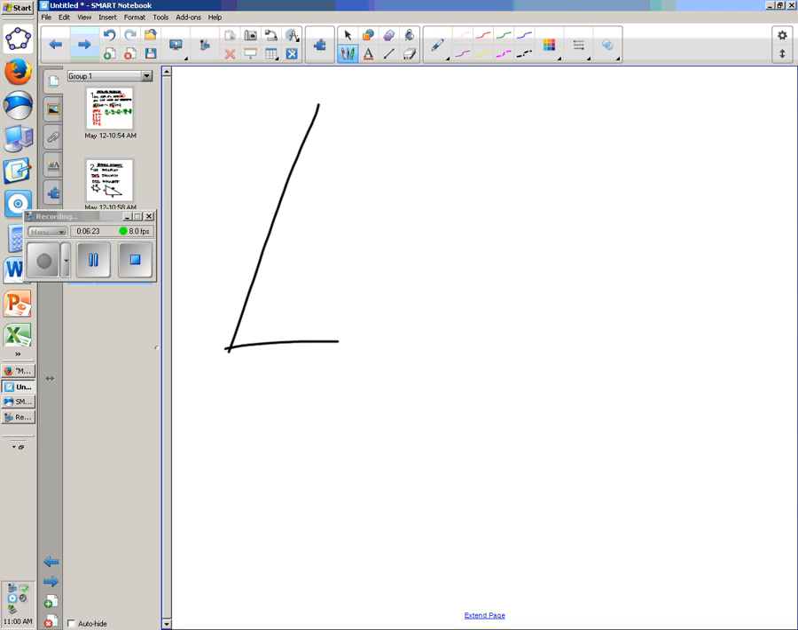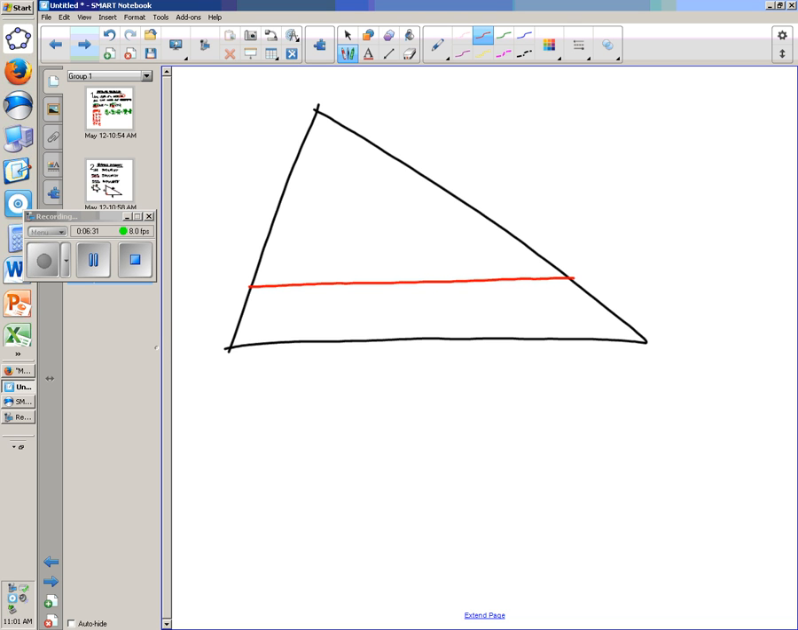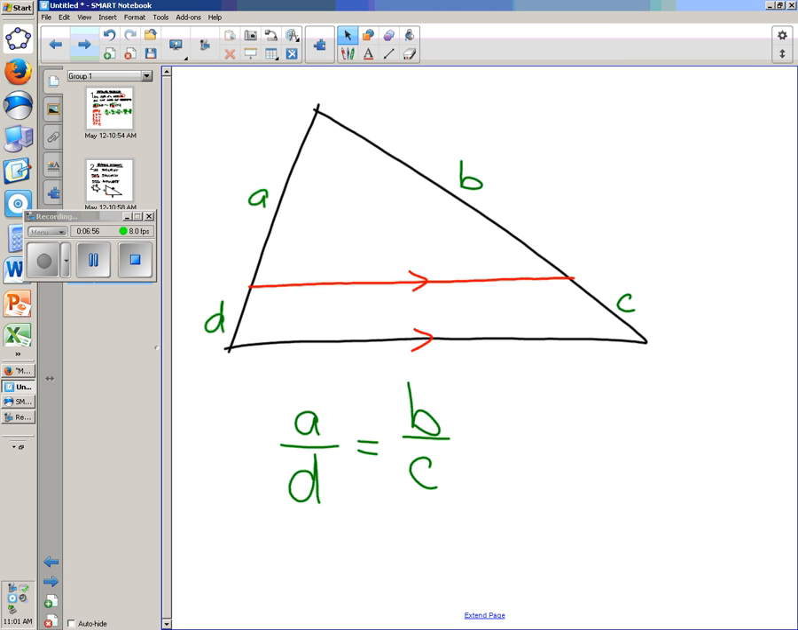If you have any triangle, like such, and you draw a line that is parallel to one of the sides, I'm making this red one parallel to this bottom. Well, the segments that are cut off, let's say A, D, B, and C, on these two sides of the triangle are proportional. In other words, A is to D as B is to C. Those ratios are the same, right? And so that's the way that we would handle that. That's the triangle proportionality theorem.